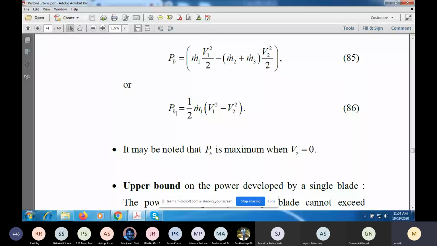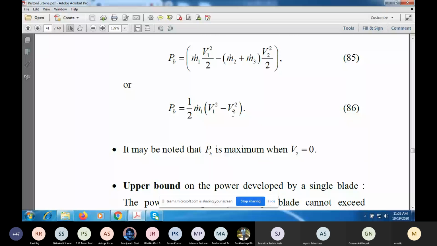And m1 dot for a single blade is the mass flow rate into the translating control volume. V1 is the velocity at the inlet. V2 is the velocity at one of the outlets. And as we have shown, since the bucket is symmetric, V2 equals V3. Now, m1 dot is a positive quantity, the way we have defined it. V1 square and V2 square are also non-negative.